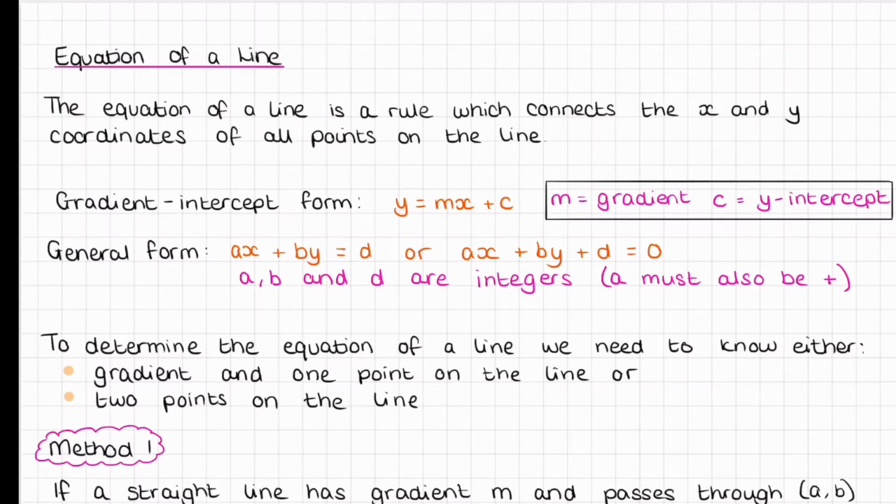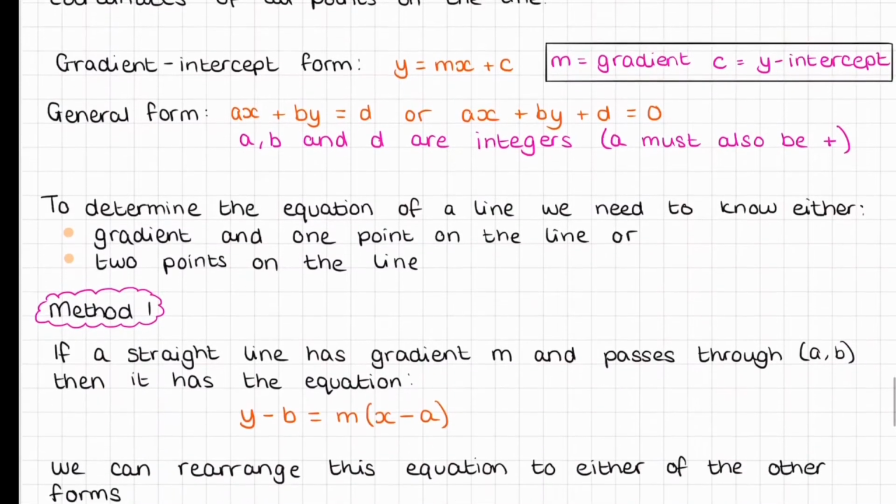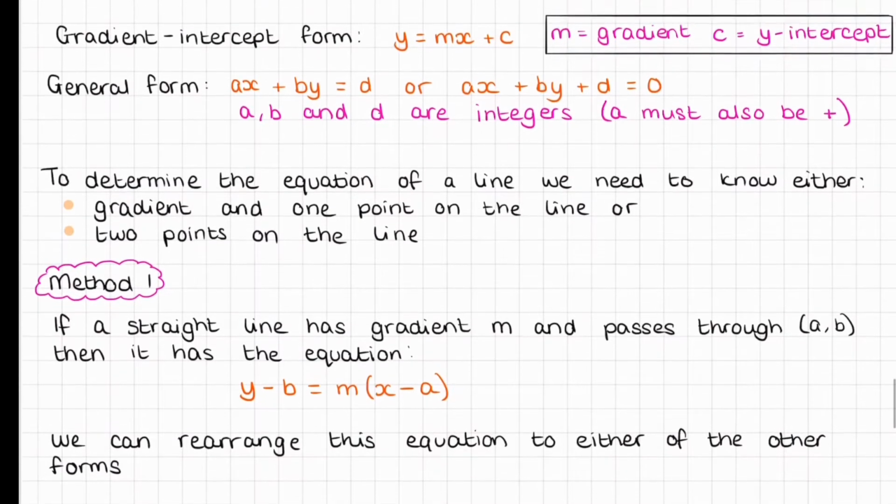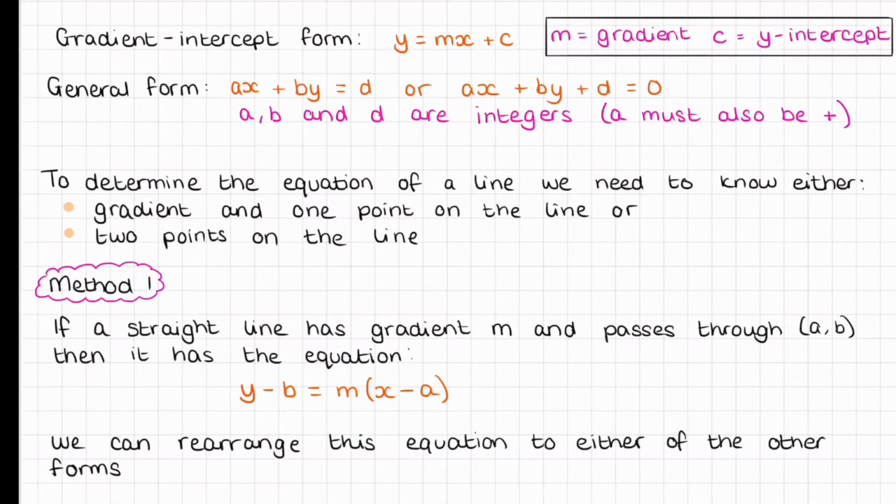So to determine the equation of a line, we need to know either the gradient and 1 point on the line, or 2 points on the line. So we're going to look at two different methods for getting the equation of a line. Alright, so if a straight line has a gradient m and passes through a point, then it also can have this equation, which is called the point gradient form.